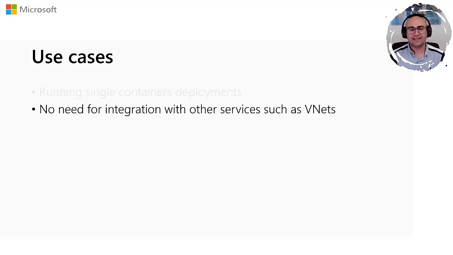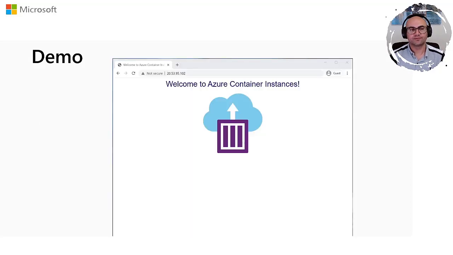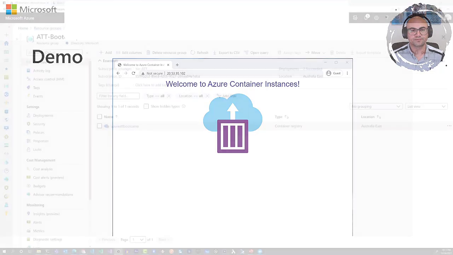If you don't need any integration with services such as VNet integration, again, this service is for you. If you want to run multiple containers in a container group to allow them to share the same infrastructure, interact with each other in a safe manner, and etc., you will need to use container instances. So without further ado, let's jump into a demo and see what is container instances and how fast we can spin up and run a container on this amazing service.